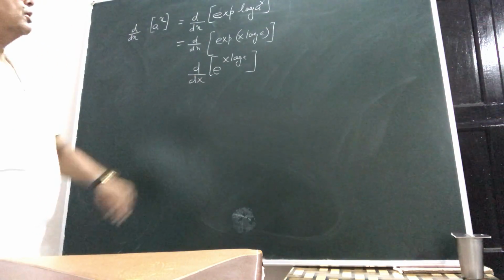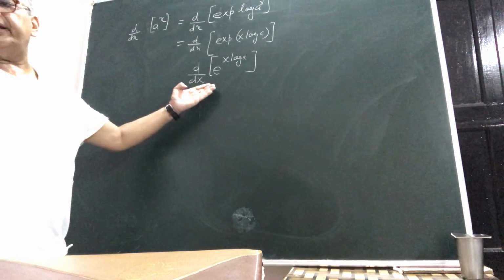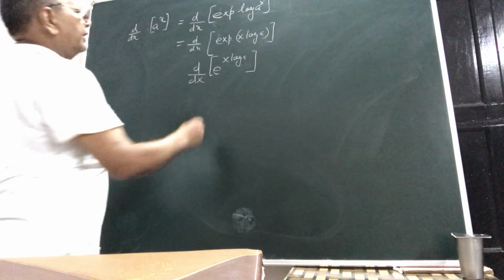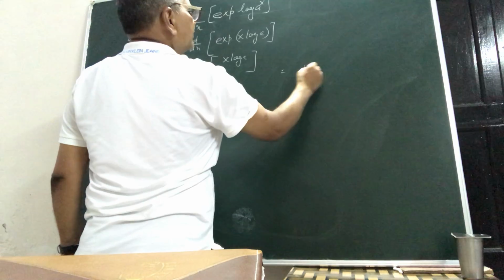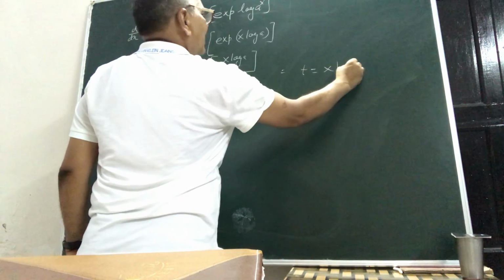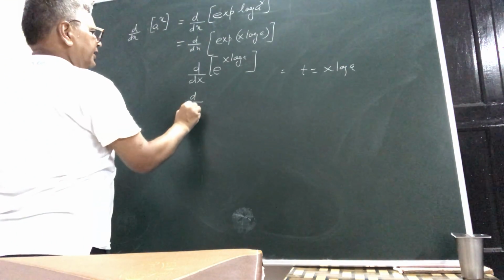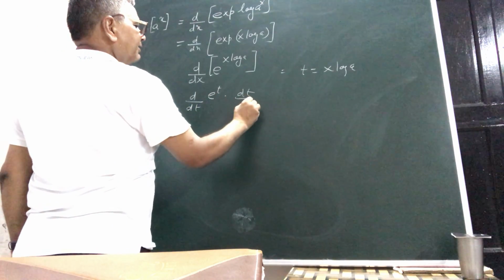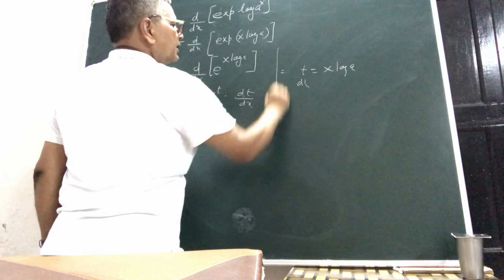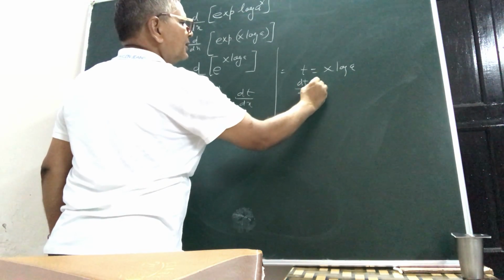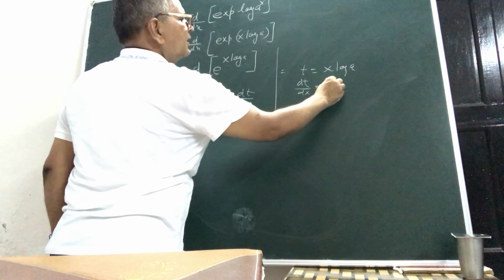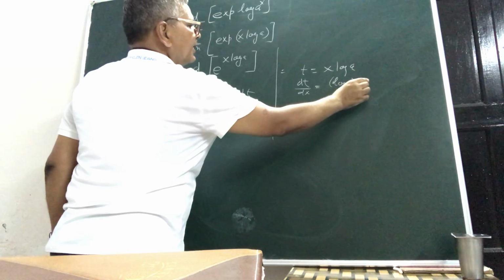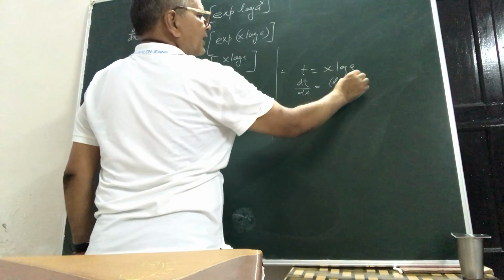So now here we will make use of the chain rule formula. We will put t is equal to x log a. So it is d by dt of e raised to power t into dt by dx. dt by dx can be calculated to be nothing but log of a, since this is a constant, and d by dx of x is 1.